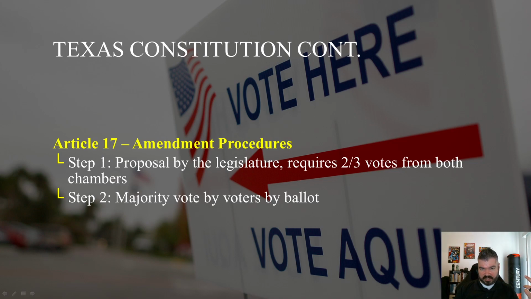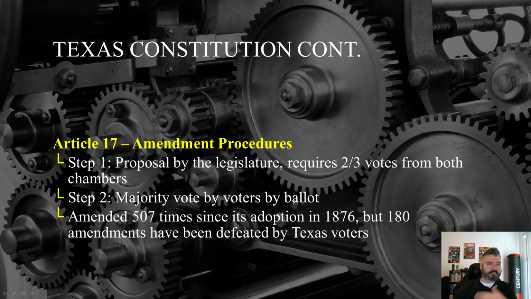So step 1, Texas legislature passes a proposal. That proposal gets sent to you and I in the form of a ballot. We get to vote on it. If the majority say yes, it gets added to the Constitution. If the majority of us say no, then it gets dismissed. It doesn't get added. Okay. I've mentioned this already. It's been amended well over 500 times since its adoption in 1876, but only 180 amendments have been defeated by Texas voters. So we do enjoy amending the Constitution. Very few amendments have actually been defeated, but nevertheless, this is the case that we have.